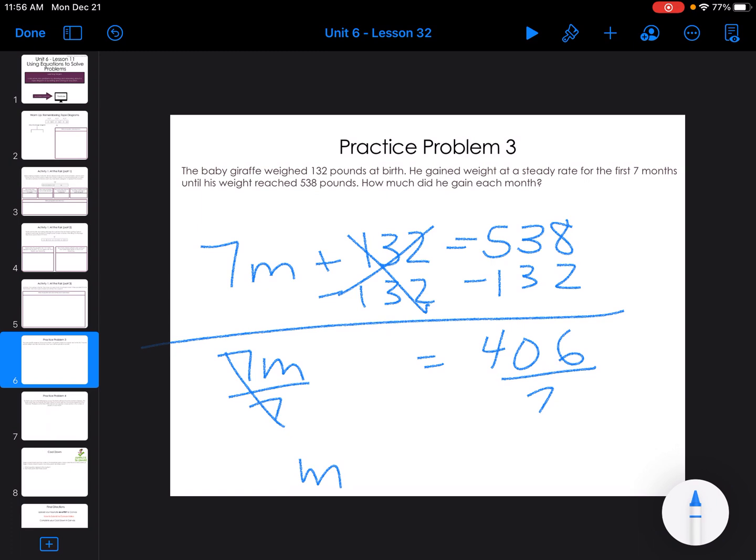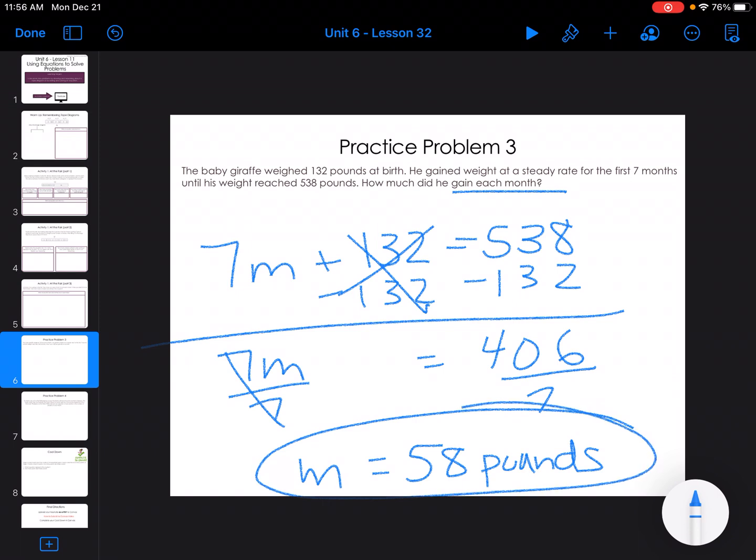So I want to figure out just for 1 month, because that's what they want to know. How much did he gain each month? Each month means for 1. So 406 divided by 7. I get 58 pounds. Holy Toledo. So, I don't know, like a 2nd grader? This giraffe gained a 2nd grader every month.